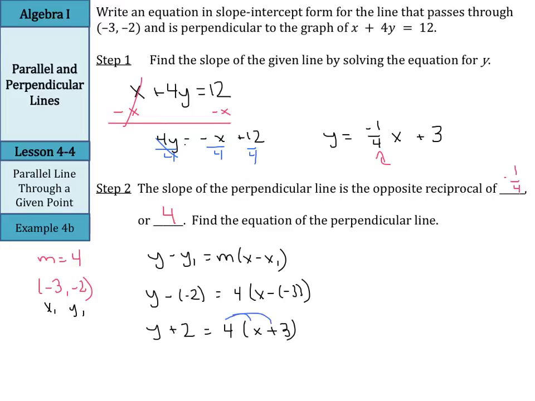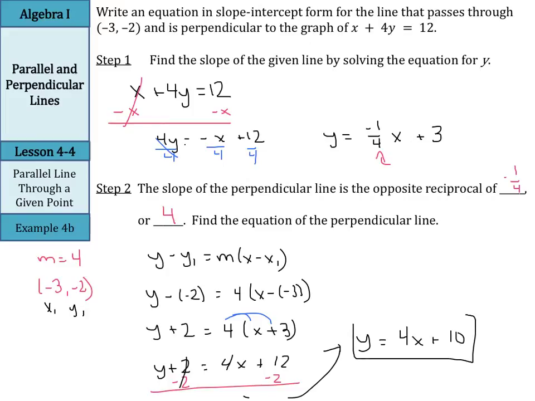Now you can distribute this 4 to the x and the plus 3. You end up with y plus 2 equals 4x plus 12. Now subtract that 2 from both sides. I'm going to have to write this up above again. y is going to equal 4x plus 10. So when we're looking for perpendicular, we do something very similar to parallel, except once we get the slope, we're looking for the opposite reciprocal. Then use your slope, use your point, use point-slope form, and simplify to get it to slope-intercept.